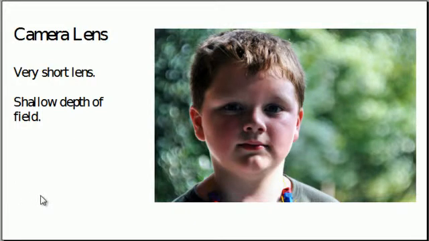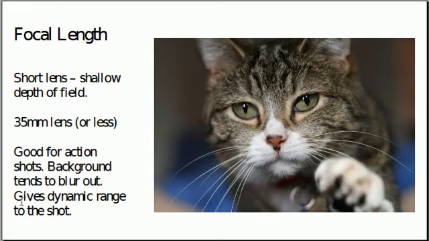Here's another view of a kid being viewed. This is using a very shallow depth of field. The background is all blurred out. And here with this cat, again, it gives you more a sense of dynamism. You feel this paw coming towards us because we're using a shallow depth of field.